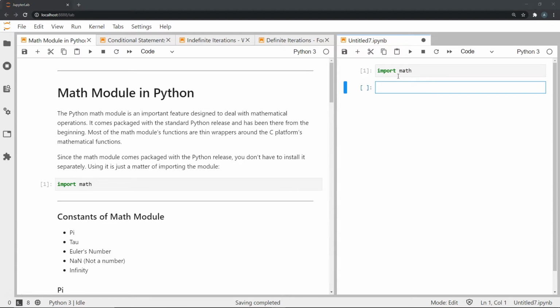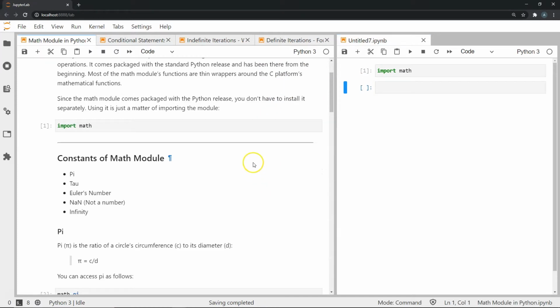In the course of this video, I will be showing you certain concepts surrounding the math module, such as the constants that come with it, some of the arithmetic functions, the logarithmic functions, power functions, and even trigonometric functions that we can do using the functions inside the math module. So starting off, let's look at some of the constants.